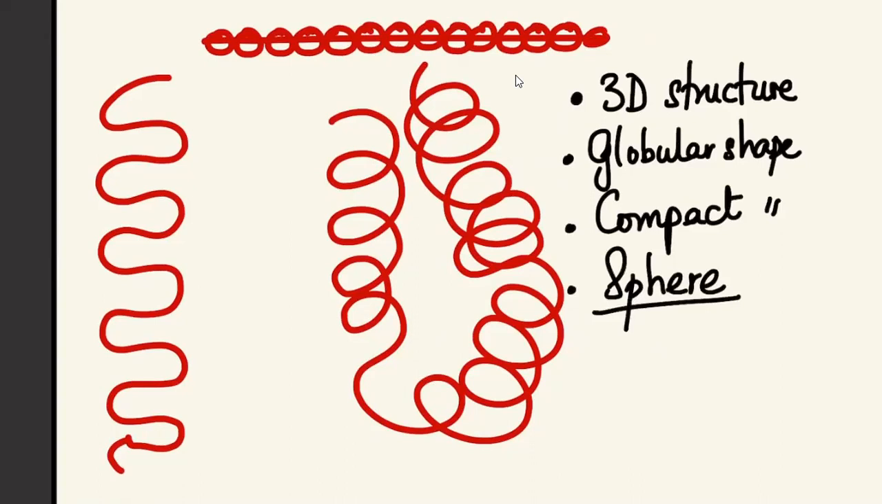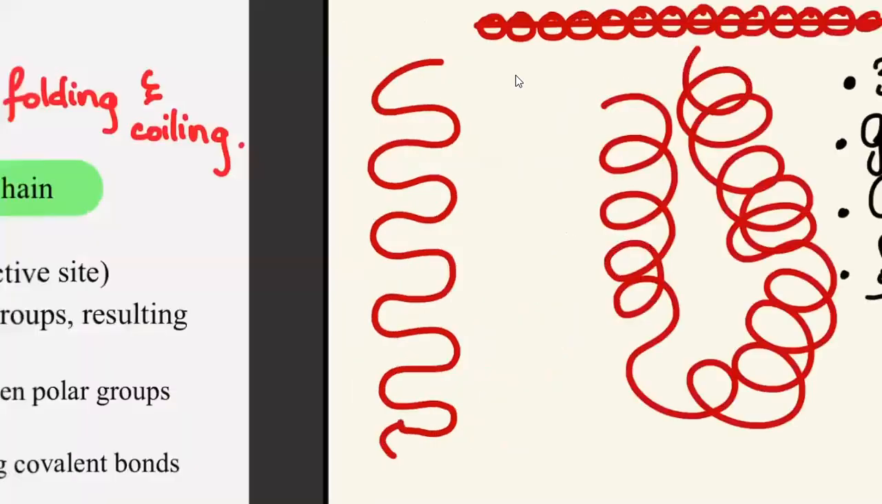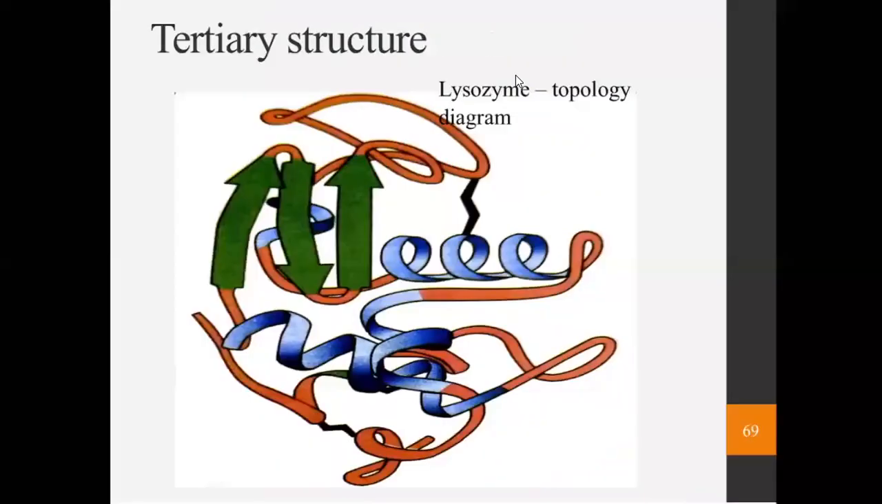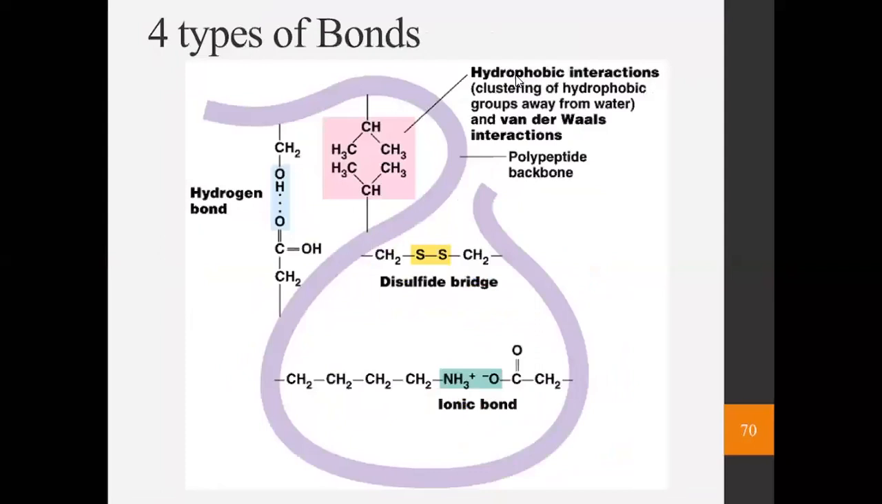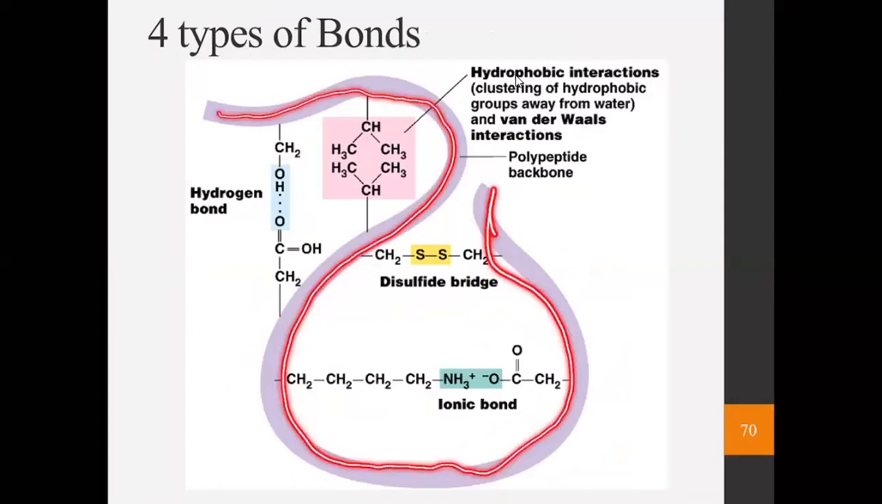Now, who is responsible for that? What things are responsible? Obviously whenever a protein folds, bonds are involved. But here the bonds are different and I will be showing you all those bonds. Now look at this. This picture is that of a tertiary structure of a protein molecule. Okay? This here is your polypeptide backbone. What does polypeptide backbone mean?